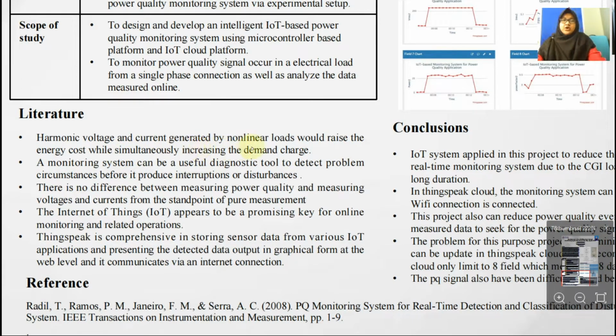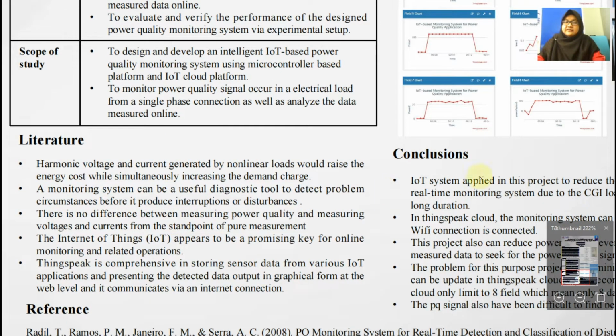current generated by non-linear load would raise the energy cost while simultaneously increasing the demand charge. A monitoring system can be a useful diagnostic tool to detect problem circumstances before they produce interruption or disturbance. There is no difference between measuring power quality and measuring voltage and current from the standpoint of pure measurement. The Internet of Things (IoT) appears to be a promising key for online monitoring and related operations. ThingSpeak is comprehensive in storing sensor data from various IoT applications and presenting the detected data output in graphical form at the web level, and it connects via an internet connection.